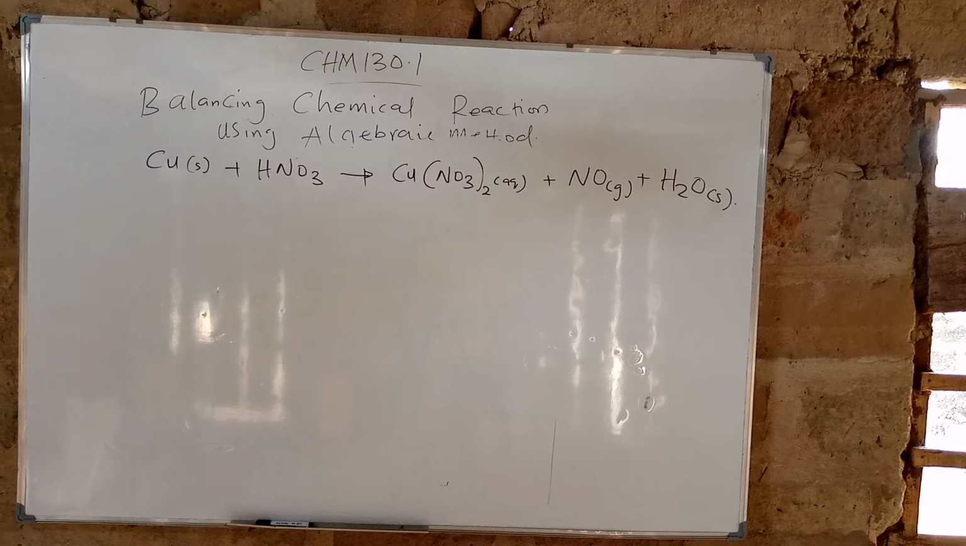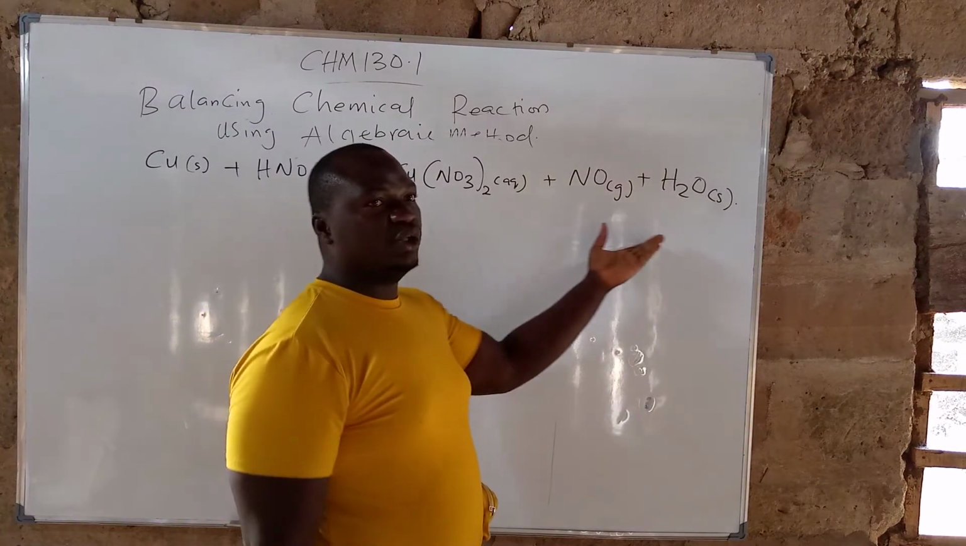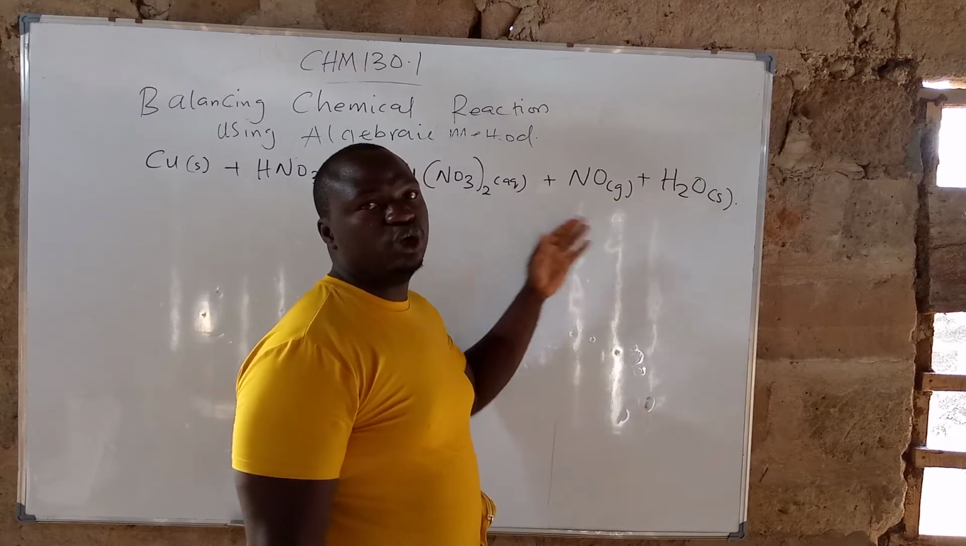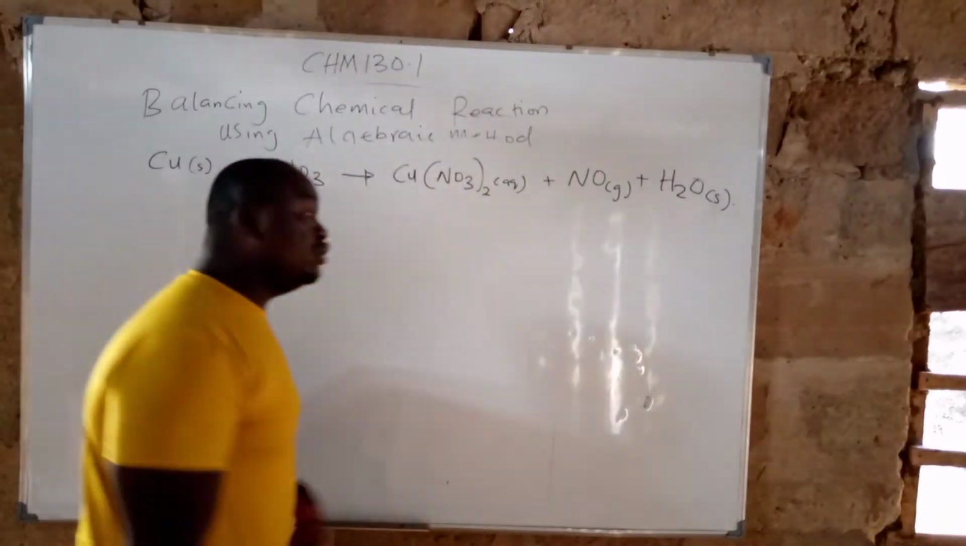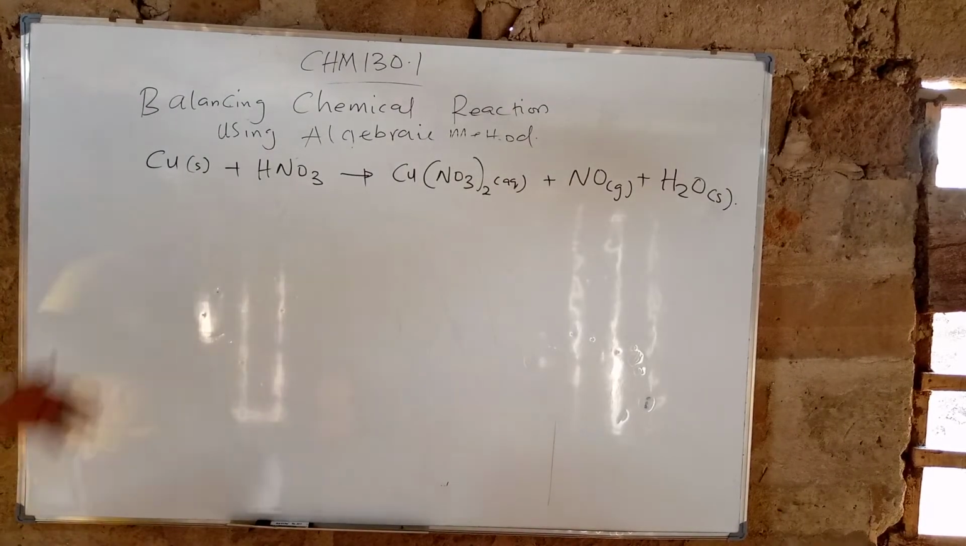And so we are in part 4 of the video, balancing of chemical reaction using the algebraic method. You can see that the product here is 3. We have 3, so that means we have to add variables to 2 of the products. Remember the way we normally used to do it was in part 1, part 2, part 3 of the video, and then follow up to this side.